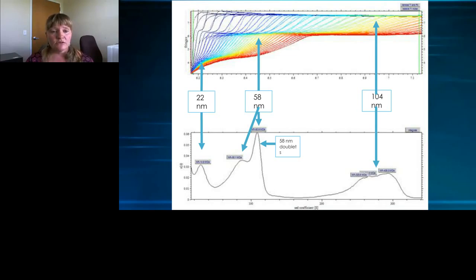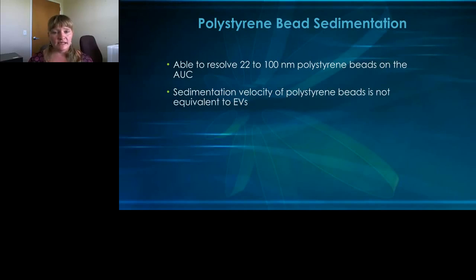We see 22 and 58 and 104, and they actually have multiple populations of each size. The goal of this calibration standard was to determine if the interference module could measure the difference in size resolution. However, polystyrene mass is much different from EVs, providing a much different sedimentation coefficient. So the nice thing about the polystyrene bead sedimentation, of course, is you can see these, but you can't sediment them the same way you would sediment EVs.